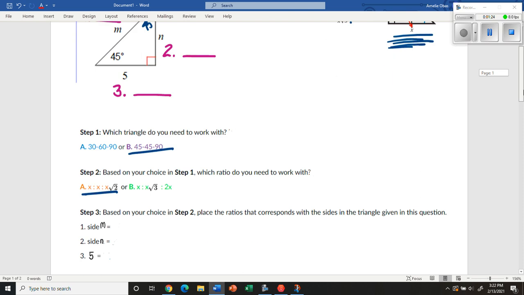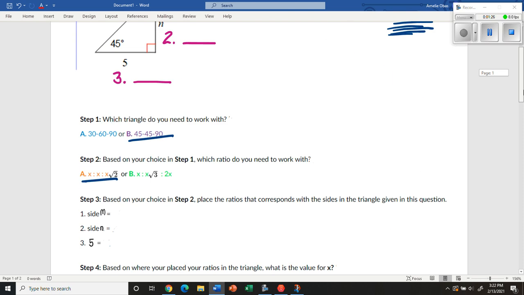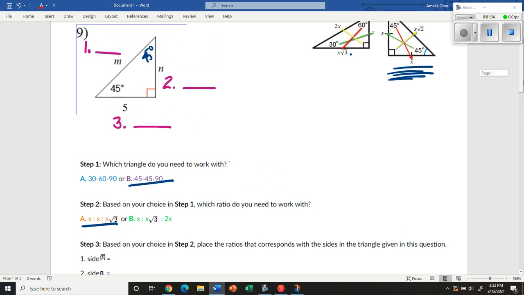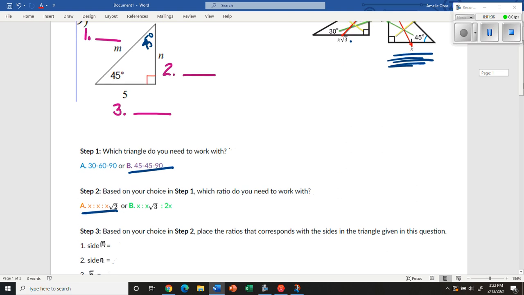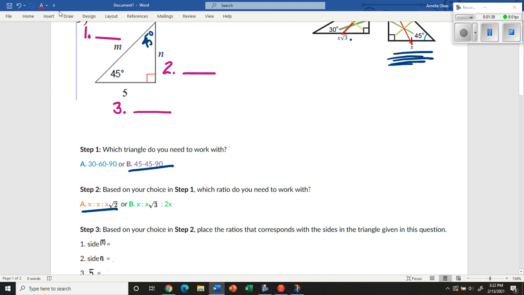Then step 3 says, based on your choice in step 2, so that's our ratios that we chose, place the ratio that corresponds with the sides in the triangles given in this question. So we're going to refer back to that triangle. There's already numbers there that correspond to what's going on in step 3. So for 1, it's side M. What ratio are we going to use?